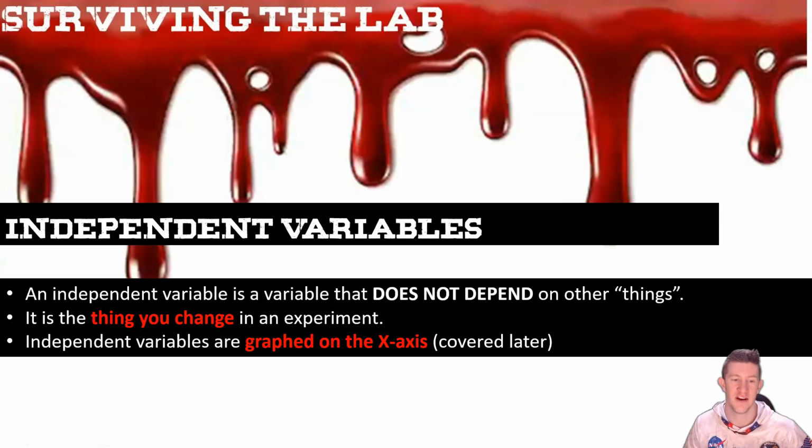An independent variable is a variable that does not depend on other things. So it does not depend. So independent, just like an independent person, doesn't depend on people, doesn't need other people. An independent variable doesn't depend on other things. So it's the thing that you change in an experiment. And it's also the thing that we graph on the x-axis.